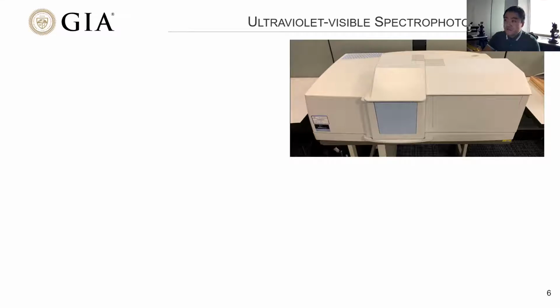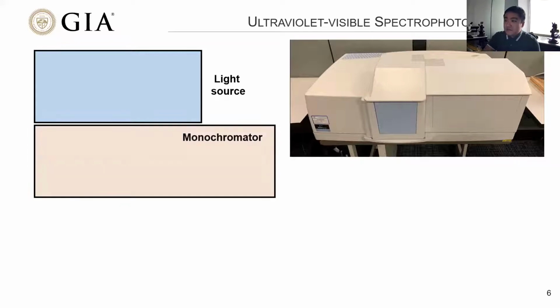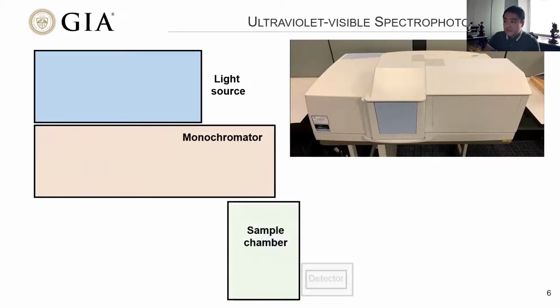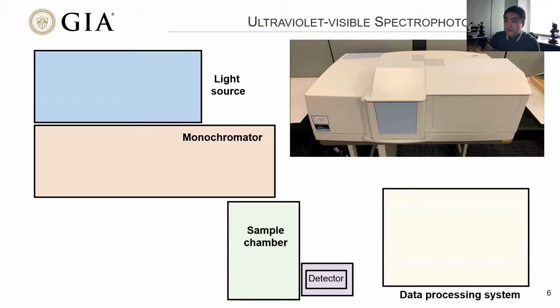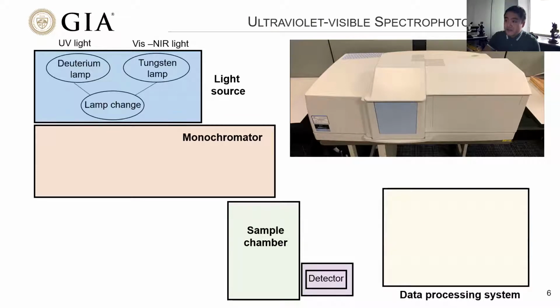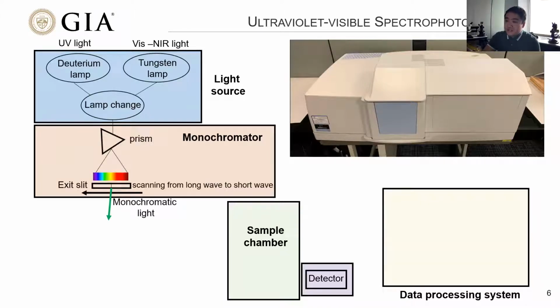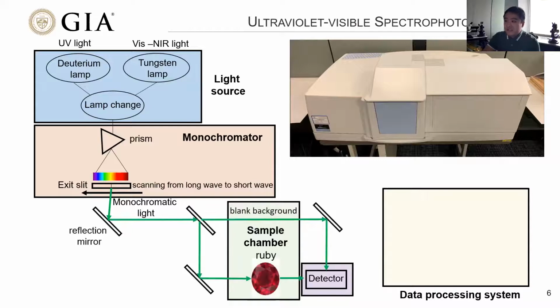To solve this problem, we need to use a key instrument called an ultraviolet-visible spectrophotometer. It is mainly composed of a light source, a monochromator, a sample chamber, a detector, and a data processing system. The continuous spectrum emitted by the light source is decomposed into monochromatic light with specific wavelengths by the prism in the monochromator. The monochromatic light is divided into two beams of equal intensity. One travels through a blank background and the other travels through a gemstone.